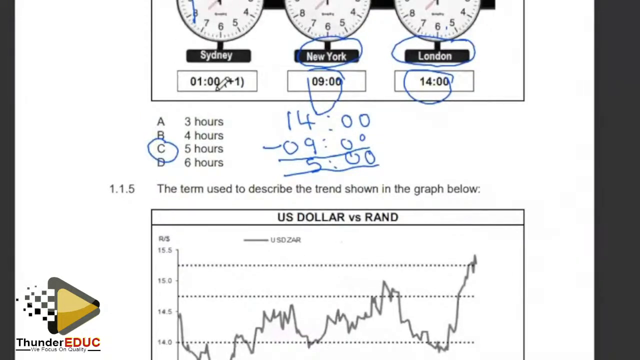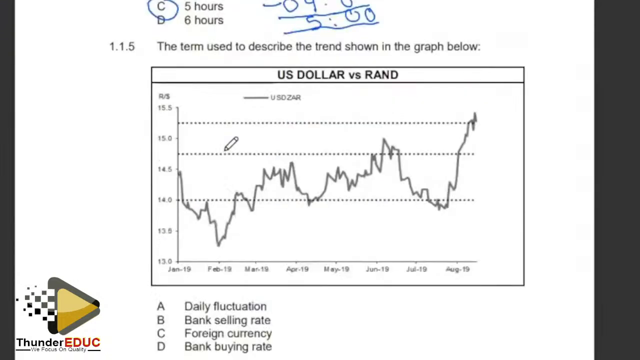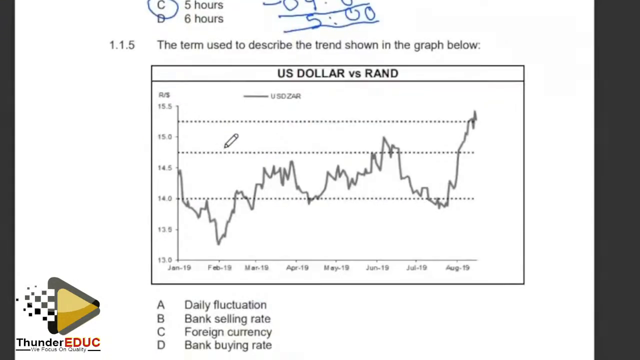In London, we are given 1400 hours. Then in New York, we are given 900 hours. So you say 14 minus 9, then you reach your final answer, which is 5 hours. So that is the correct answer then. Now let's move on to 1.1.5.